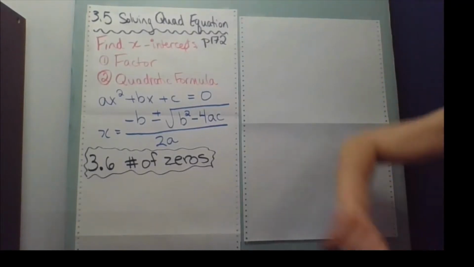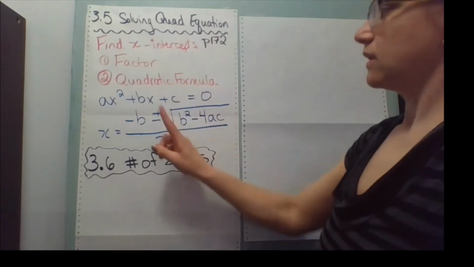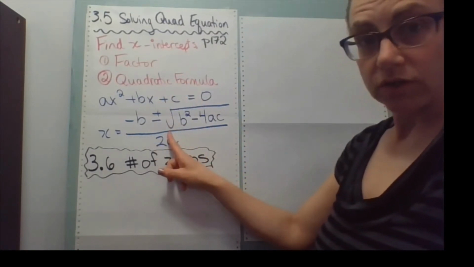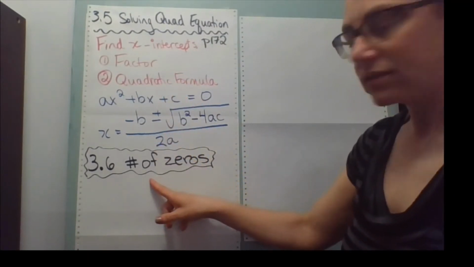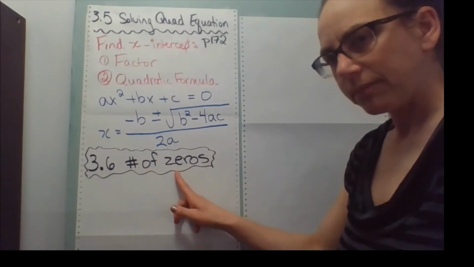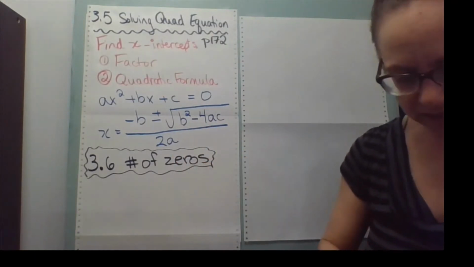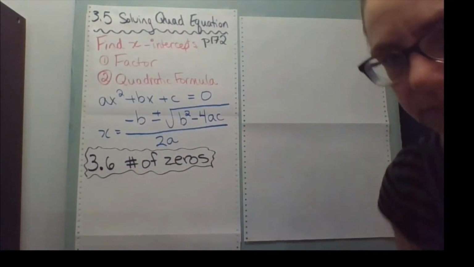Okay, so in 3.5, we did a lot of solving quadratic equations, and we used a bunch of different techniques, and one of them involved our quadratic formula. Well, 3.6 talks about how many answers you should really be able to find. And for that, we have to look at this part that's underneath the root sign. That is our discriminant, okay?